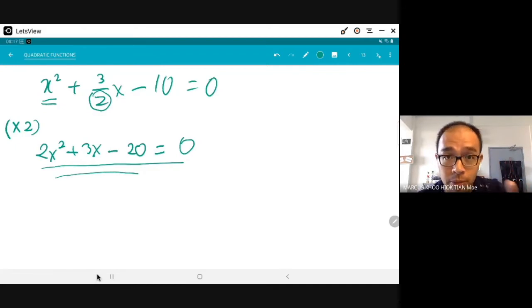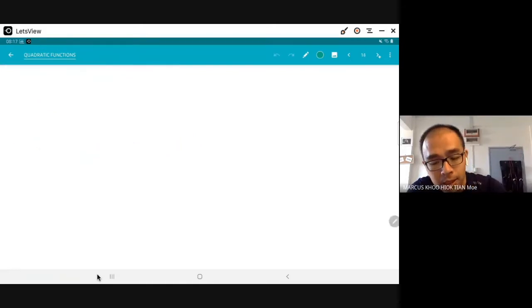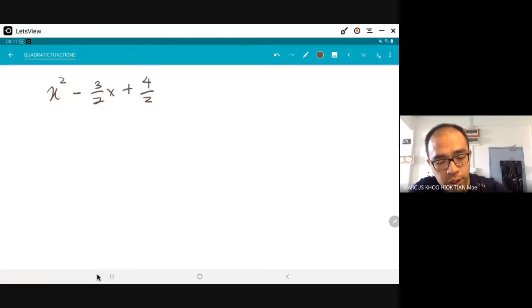So please remember this, whenever you have a pecahan, either the product of roots or the sum of roots, doesn't matter, you still have to multiply everything by the number di bawah supaya dia punya pecahan hilang. Macam mana kalau, what if after you do kan, then you get this kind of answer, x squared minus 3 over 2x plus 4 over 3 equals to 0.